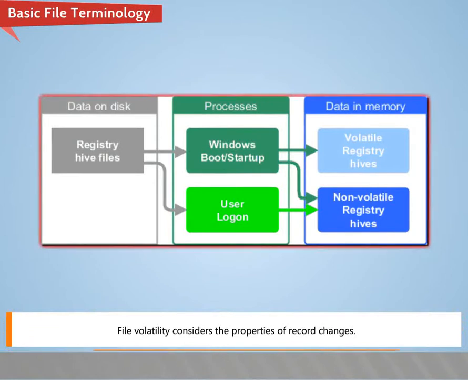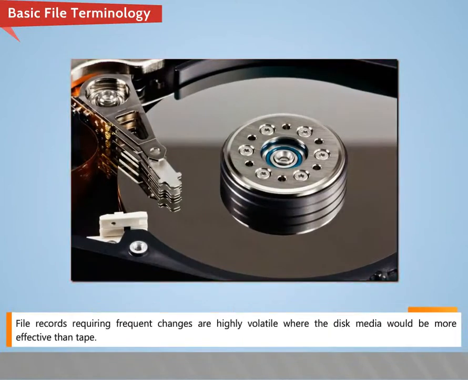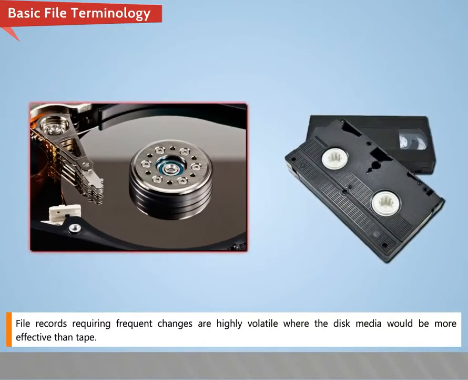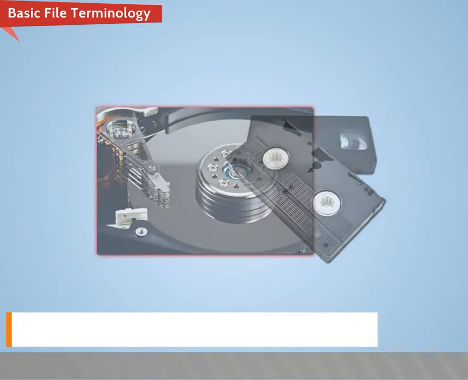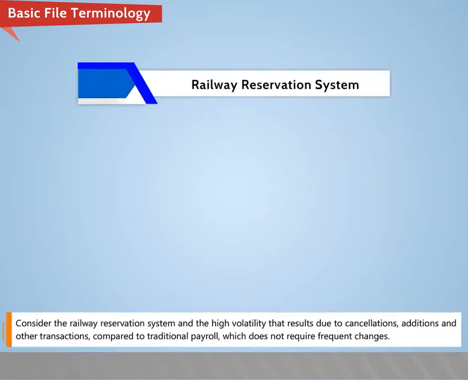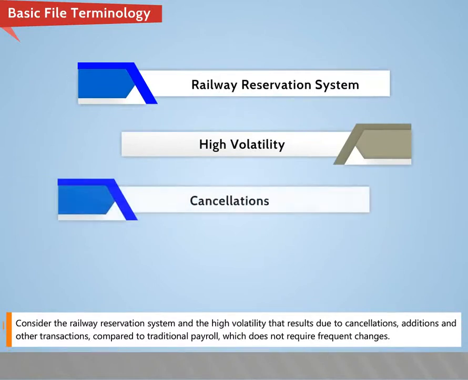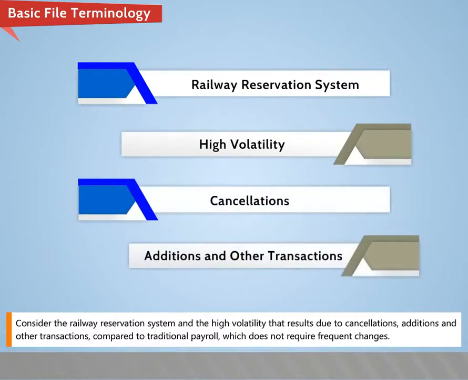File volatility considers the properties of record changes. File records requiring frequent changes are highly volatile, where the disk media would be more effective than tape. Consider the railway reservation system and the high volatility that results due to cancellations, additions, and other transactions, compared to traditional payroll, which does not require frequent changes.